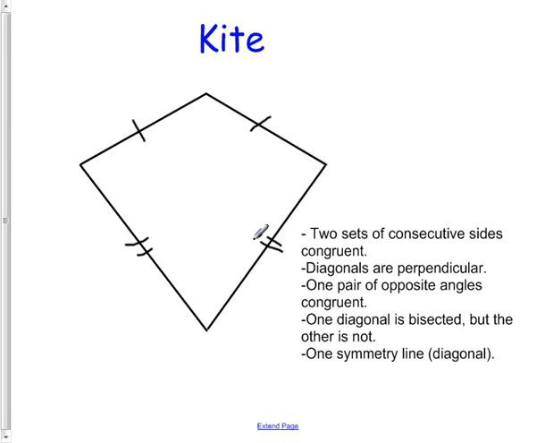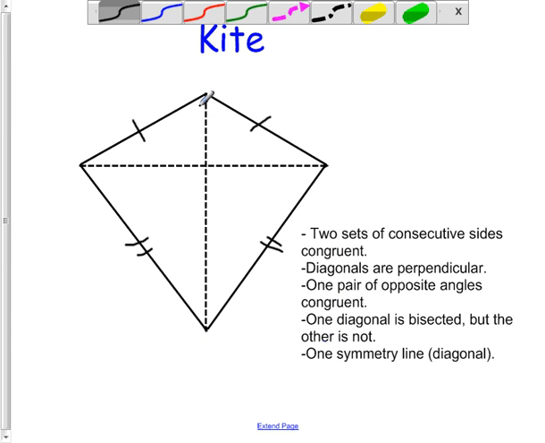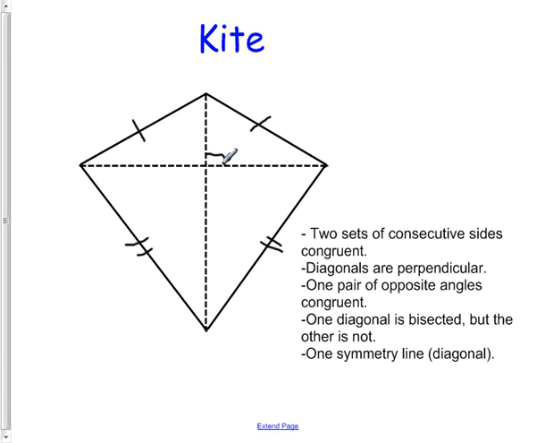Now these two sides are not congruent. That's what makes kites unique. The diagonals of a kite are perpendicular, so I do have the diagonals here. We'll show those now. They are perpendicular, so what that means is where they meet is a 90-degree angle. So you can put that little box in there that shows that those are 90 degrees.